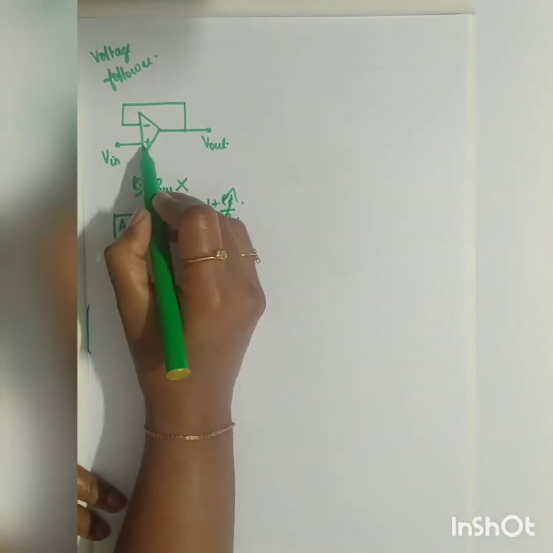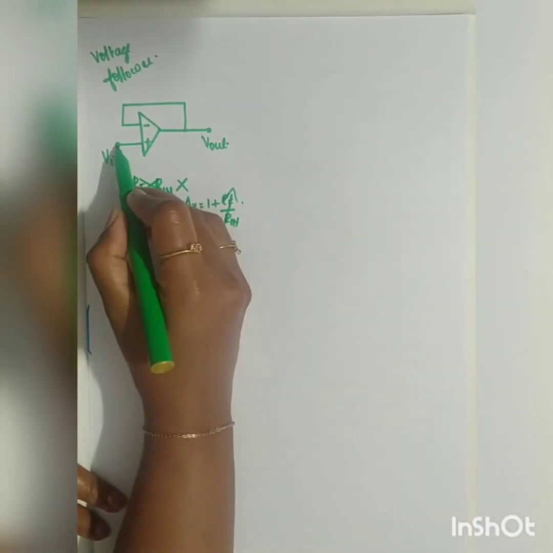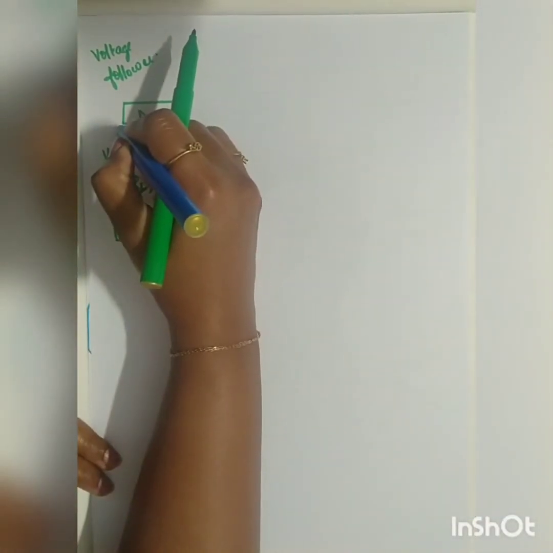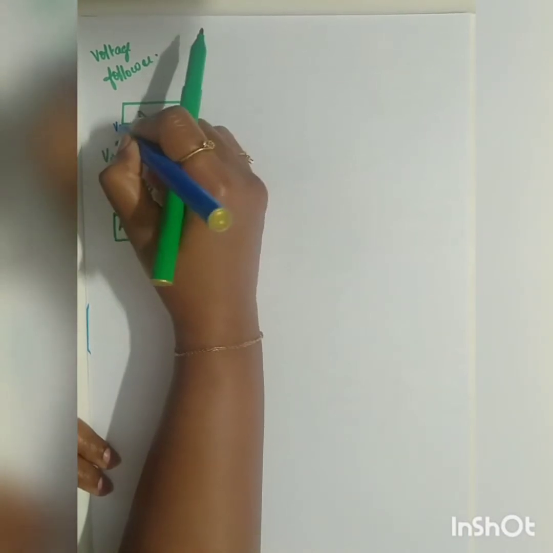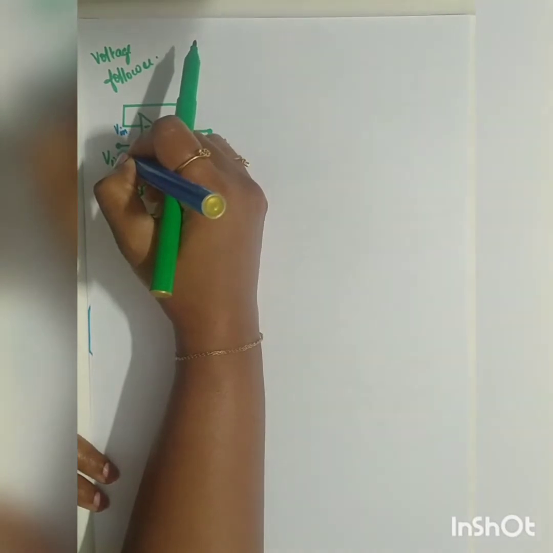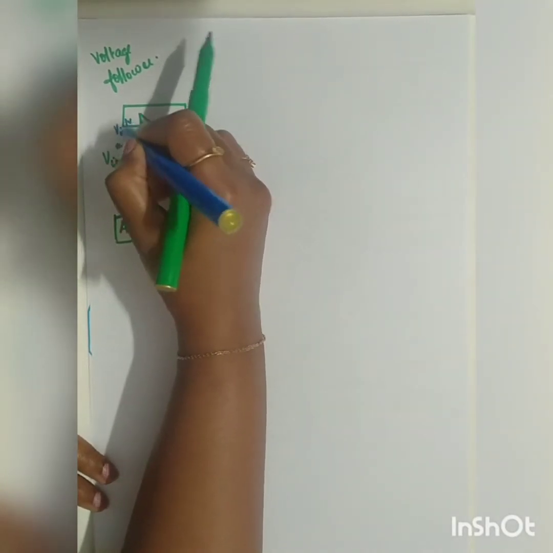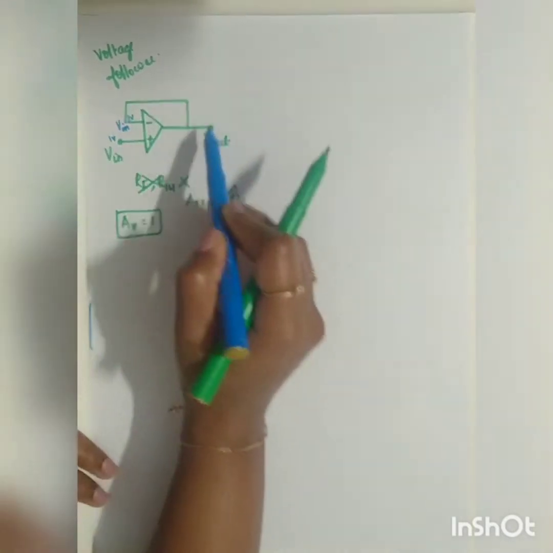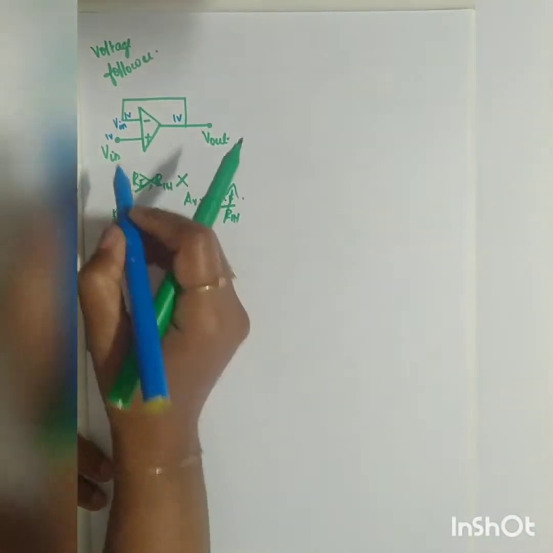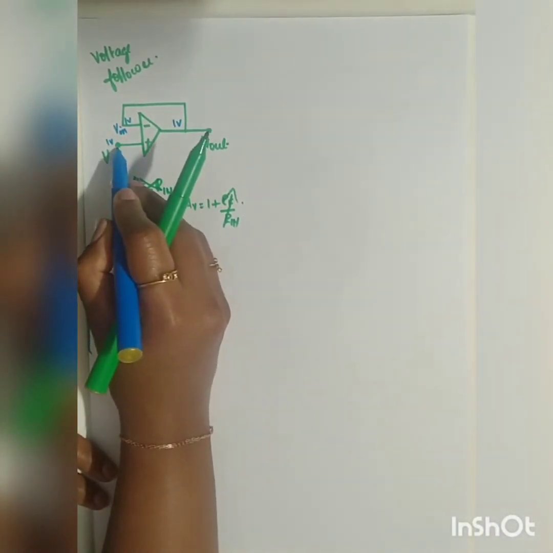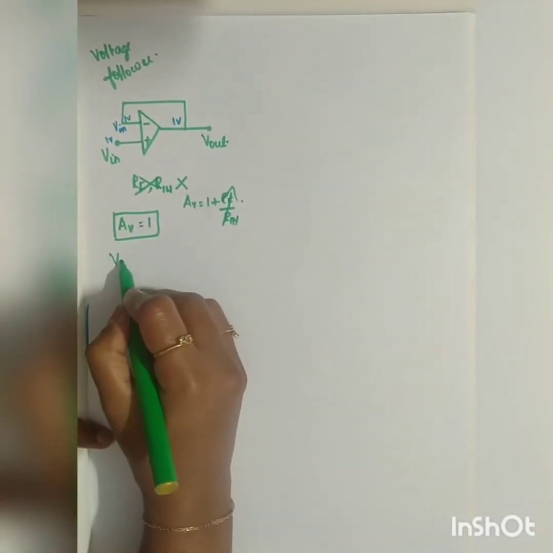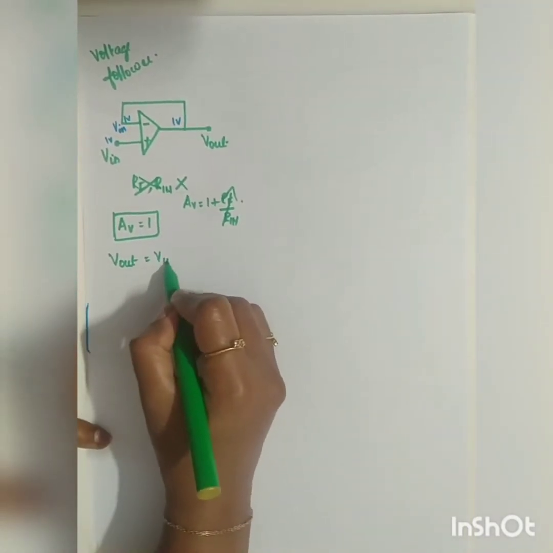If I apply this input across this non-inverting terminal, due to the virtual ground concept, the signal across the inverting terminal will always be equal to this signal, right? So if it is 1 volt here, the same voltage 1 volt will appear at your inverting terminal. The same voltage is fed back, so your output also you will be getting as 1 volt. Whatever is the input applied to the non-inverting terminal, the output also you will be getting the same signal. So I can tell that here in this case V out is equal to V in.